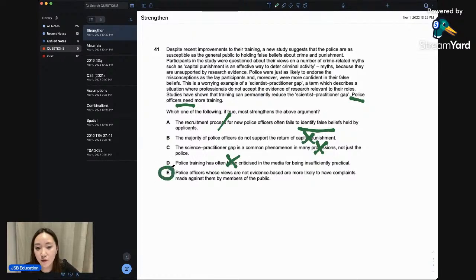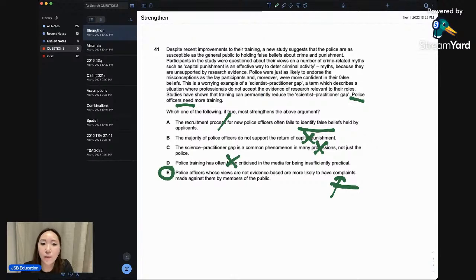So we know this is correct, but let's just go in and see why. So we've just got that police officers whose views are not evidence-based are more likely to have complaints made against them by members of the public. So of course, views are not evidence-based. This is the same as this scientist practitioner gap, where professionals are basically believing something without there being enough evidence to back it up, and we're having more complaints. Clearly, this is saying that training would reduce this, essentially.